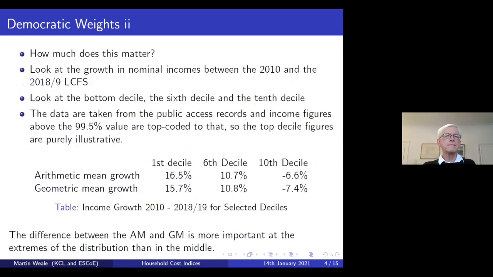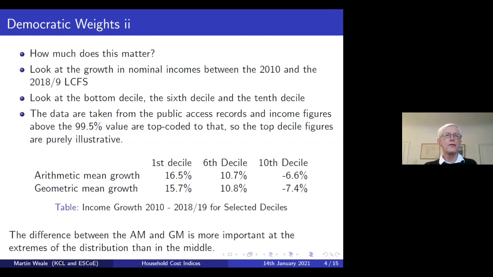Well, the household cost indices are provided for different deciles as well as for the household sector as a whole. So what I did was to look at the growth in nominal incomes between 2010 and the 2018-19 Living Costs and Food Survey. I looked at the bottom decile, the 6th decile, so that's people just above the geometric mean, and the 10th decile.